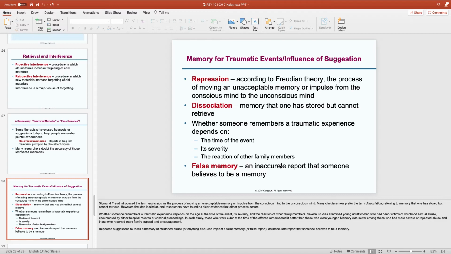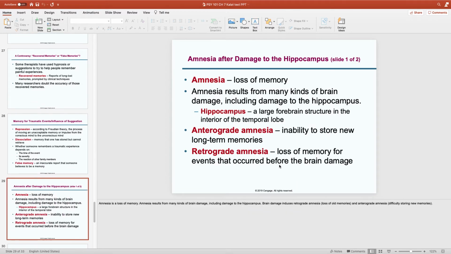Okay. There's also something called a false memory, which is an incorrect or inaccurate report that someone believes to be a memory. Oftentimes this happens when someone is misled by an experimenter who is, let's say, asking them questions or repeating suggestions of a past event that might have happened in someone's life, or asking some very misleading questions, and as a result, that person often thinks that really happened to them when it really didn't.